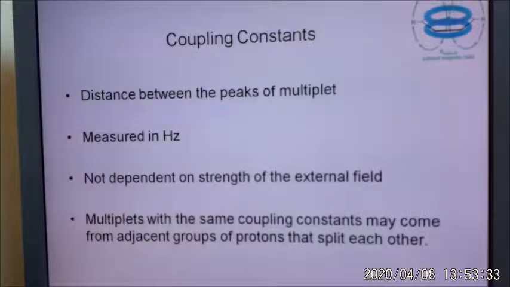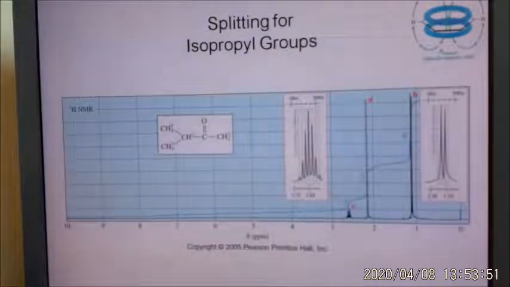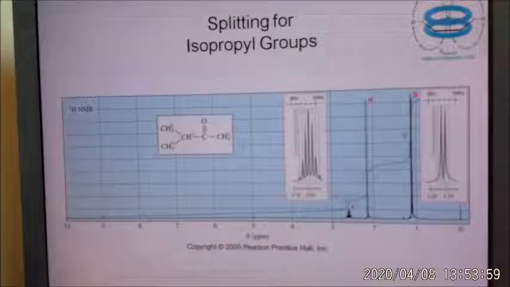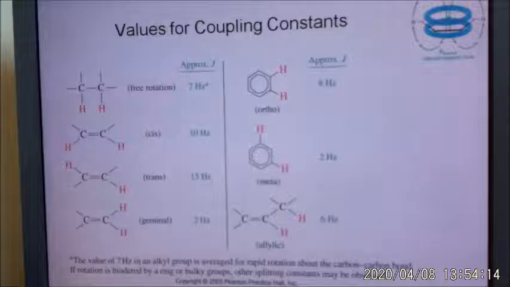Coupling constants. If you look at the distance between the peaks of a multiplet, they're measured in hertz, not dependent on the strength of the external field. They are called coupling constants, and they give you an idea of the type of coupling. An average coupling constant, when we're talking about basically our alkyl groups, is about 7 hertz. That's what you would expect. But the values will be different if we have alkenes and we're looking at cis and trans and geminal hydrogens. So, what are the coupling constants?